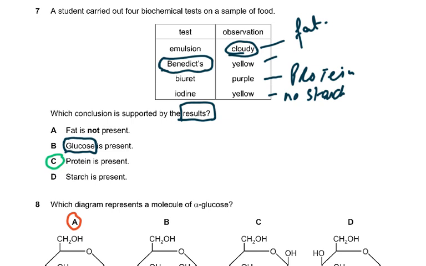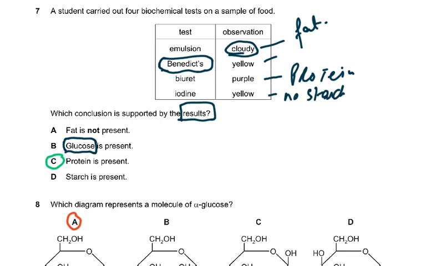Many students would have marked that present because looking at the yellow part, because Benedict's, if it's yellow, means there is a reducing sugar. But which reducing sugar, we don't know, whether it's glucose or fructose or some other reducing sugar. There are many reducing sugars. So how can we say it's glucose? Now you're assuming this, that it's glucose. So this is, you see, you didn't read it properly.